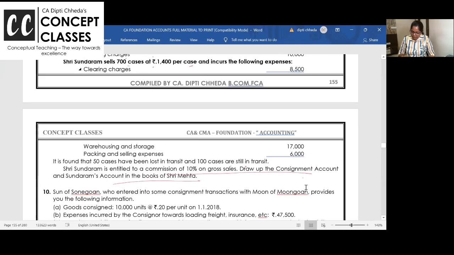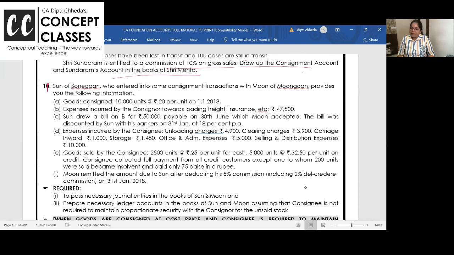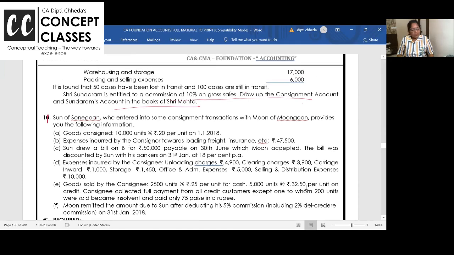Let us take up the next problem, the 11th problem. Son of Sonegaon entered into a consignment transaction with Moon. Goods are sent, expenses are incurred, Son drew a bill. Okay, this time, did we make the account of the consignee or not? We keep forgetting to make the consignee's account every time, but we have to practice that.